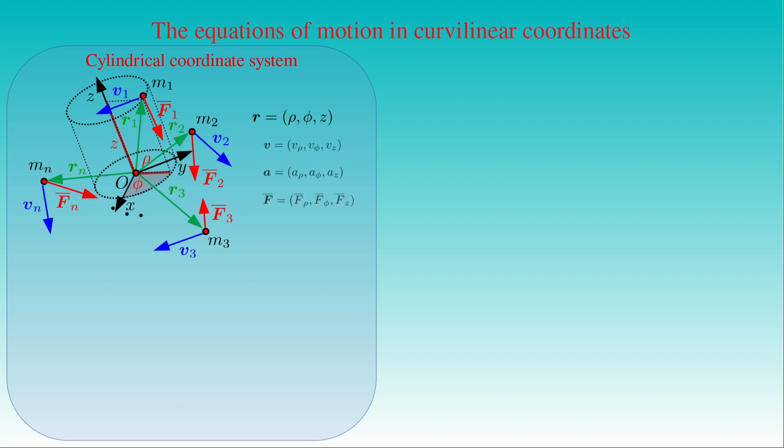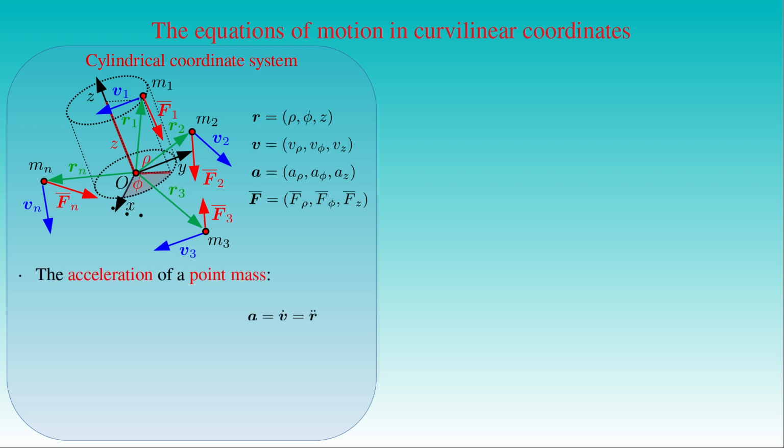Other kinematic quantities, like the velocity v and the acceleration a of the point masses, and the force F bar acting on the point masses can also be described by their components written in a cylindrical coordinate system. The left-hand side of the equations of motion depends on the acceleration a of the point masses, that is the first-order time derivative of their velocity v or the second-order time derivative of their position vector r.